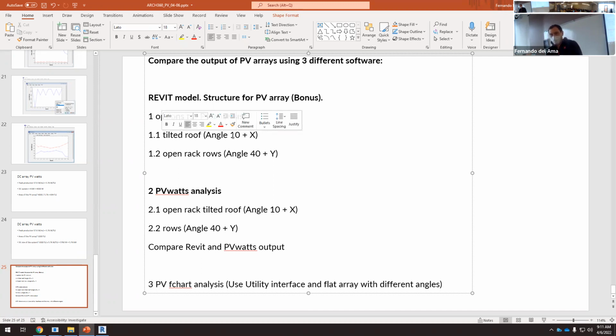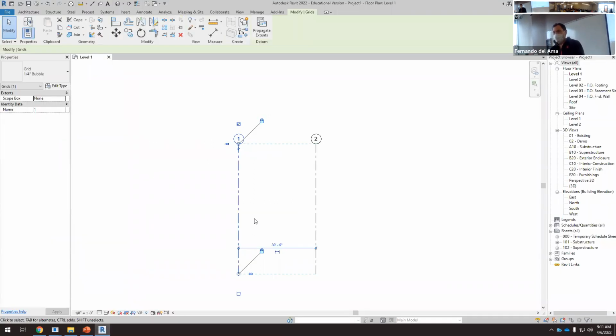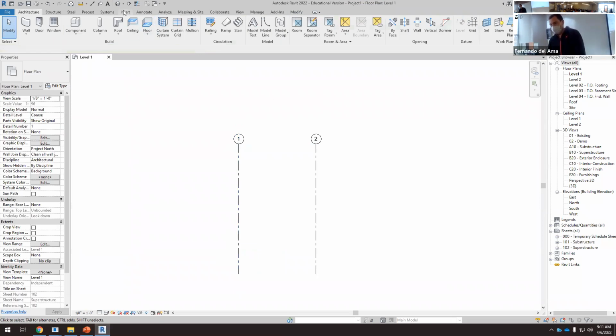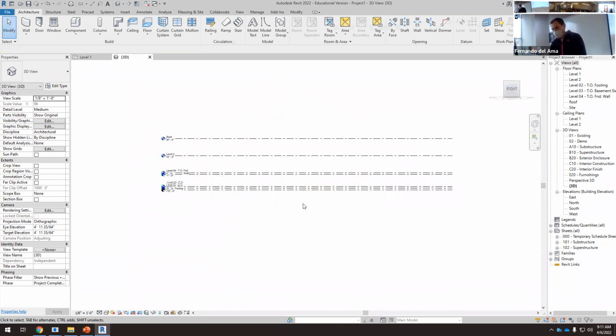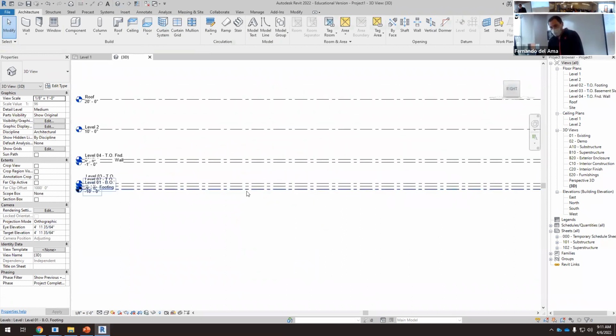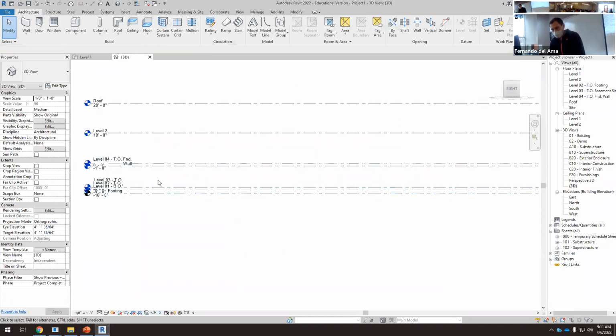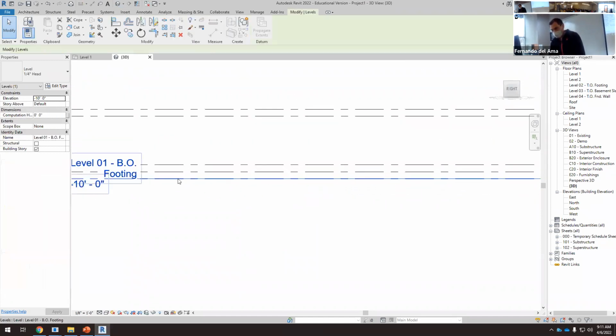Anyway, we have different angles. We have 10 plus something and 40 plus something, so around 10 to 20 and 40 to 49. Let's analyze 2 options. So I'm working with this. I am going to the 3D view. If I go to this right option, there are so many levels. I just need the 0 level.